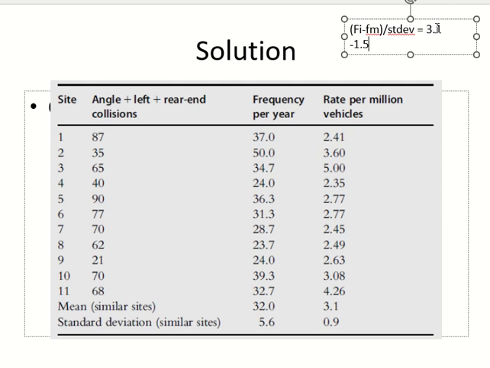Frequency of the side minus mean upon standard deviation. So 50 minus 32 upon this. For side number 9 it will be 24 minus 32 upon this. Clear? Okay.